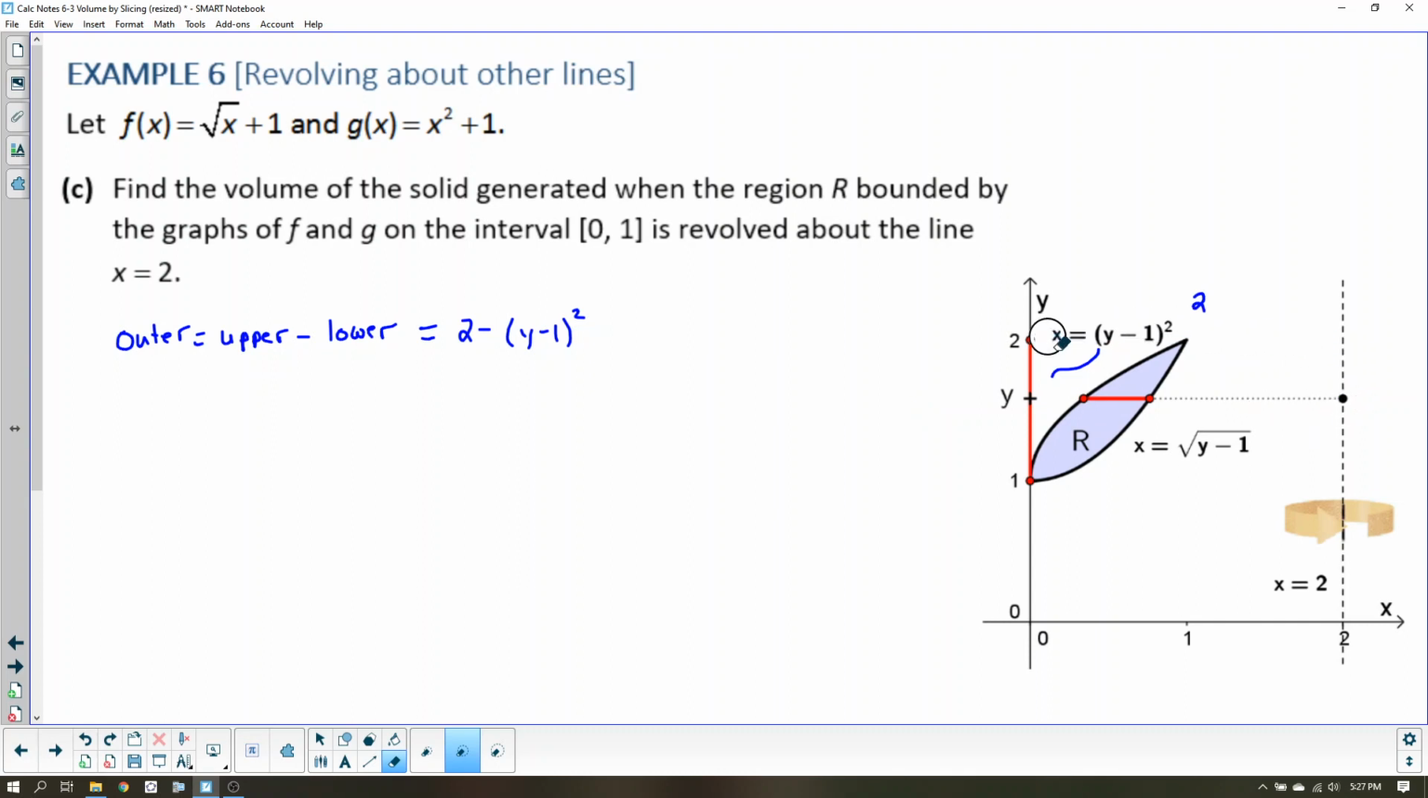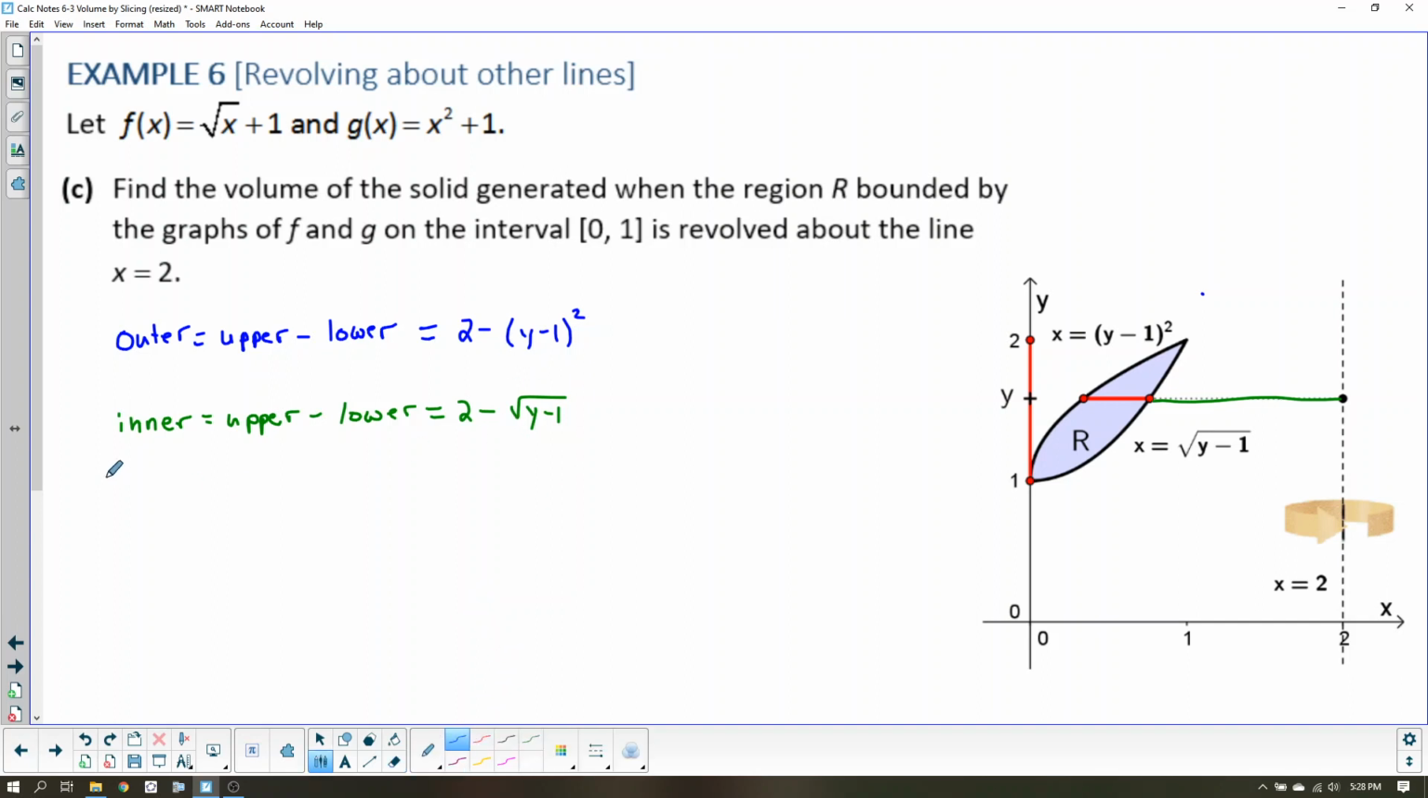Okay, let's do the inner radius. So inner radius would be this length here. So again, you can think of it as upper minus lower. Again, with your head turned to the right there. So upper is still 2. Right? This is above both of the functions, and lower would be that function itself. So minus the square root of y minus 1. So we have each of the radii given there.